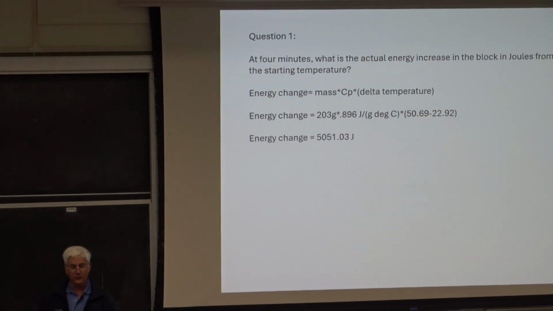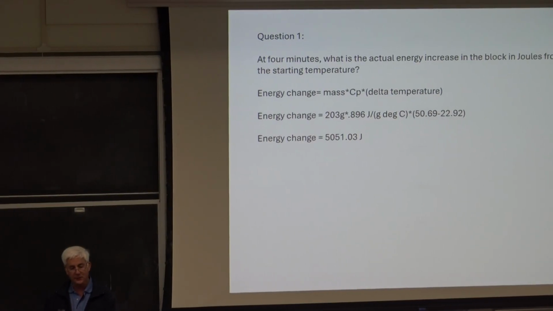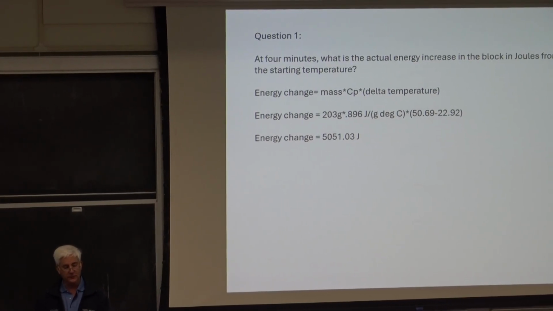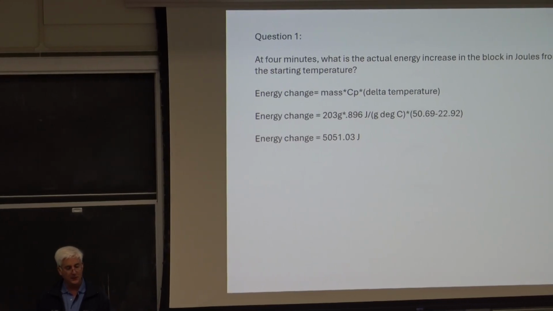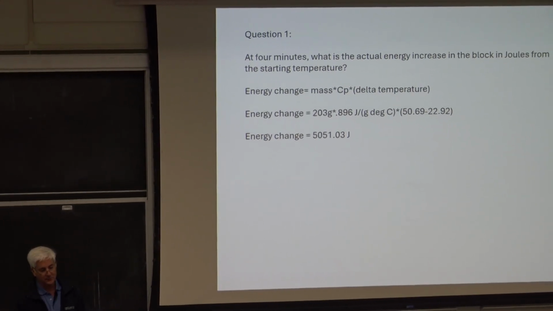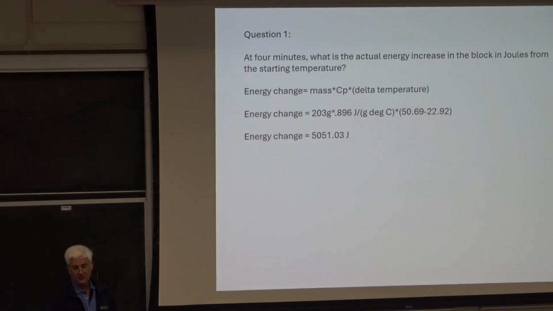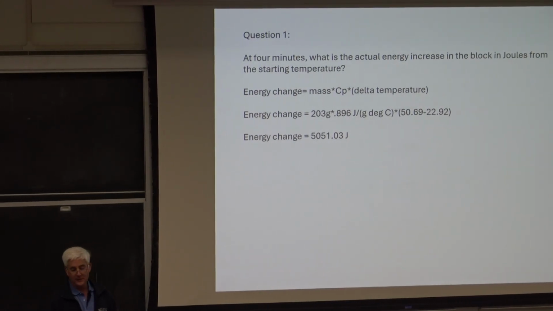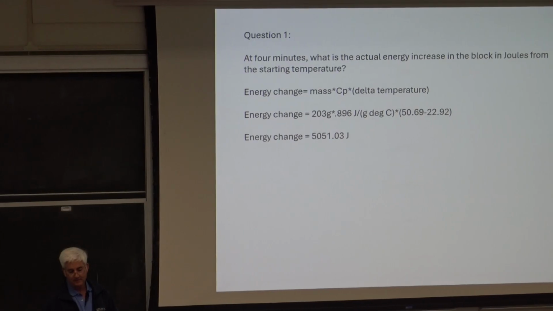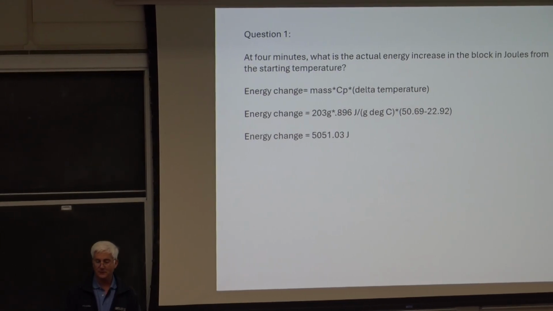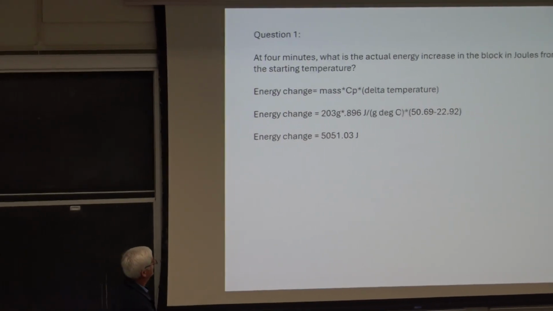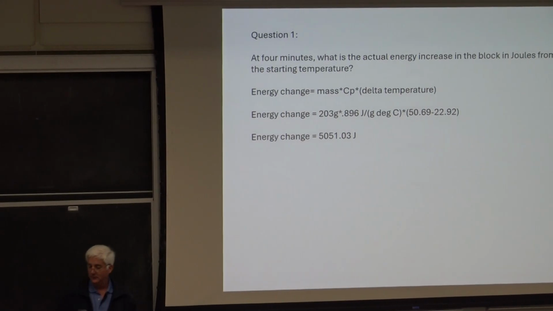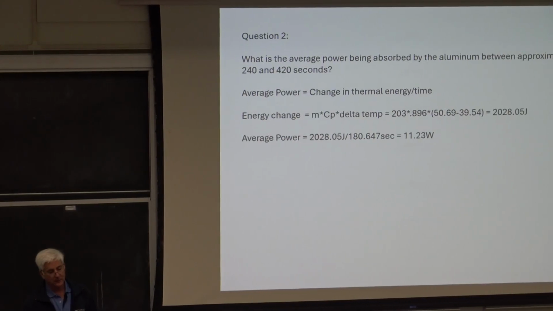So question one: in 4 minutes, what's the actual energy increase in the block in joules from the starting temperature? Again, I'm going to use energy change equals mass times specific heat times delta temperature, and plug it in. So it turned out to be about 5,051 joules. Okay, 5 kilojoules. Nice easy warm up.